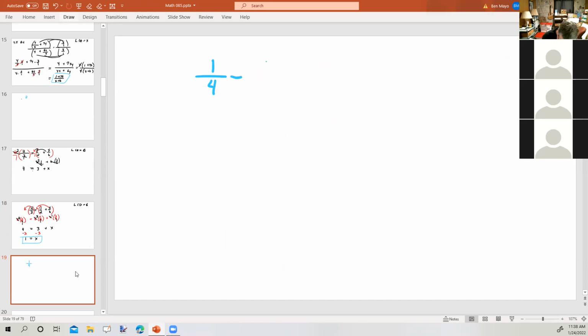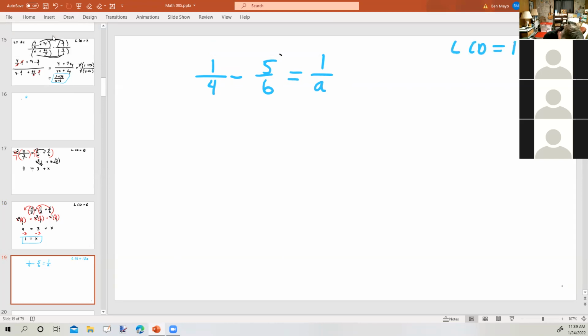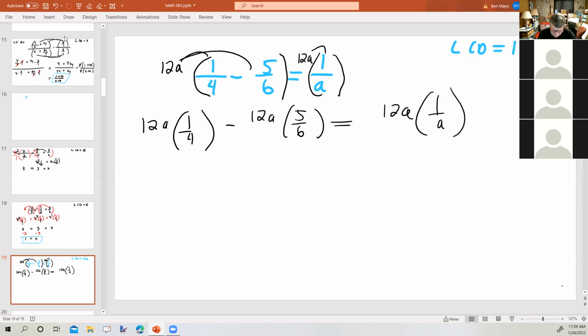1/4 minus 5/6 equals 1 over A. The least common denominator now would be 12A. Any questions about where I came up with 12A? All right. So now I'm going to multiply both sides of the equation by 12A. So we're going to get 12A times 1/4 minus 12A times 5/6 equals 12A times 1 over A.